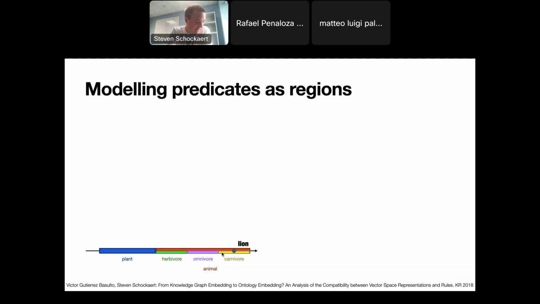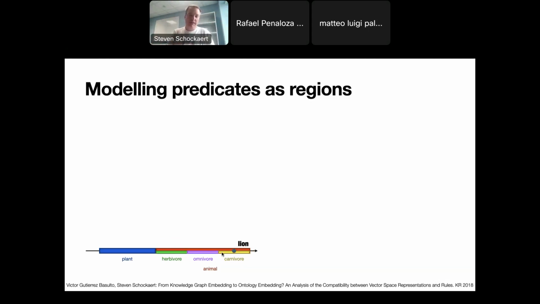The basic point is that the spatial configuration of these regions also captures knowledge, right? So here we can see that herbivore, omnivore, and carnivore are disjoint regions. That represents the knowledge that they are disjoint concepts, that no entity can be more than one of these. We can also see, for example, that the carnivore region is included in the animal region, this red animal region. So that represents the knowledge that every carnivore is an animal, right? So the basic idea is that rules, if you want, or generic knowledge, is captured by the spatial configuration of these concepts.